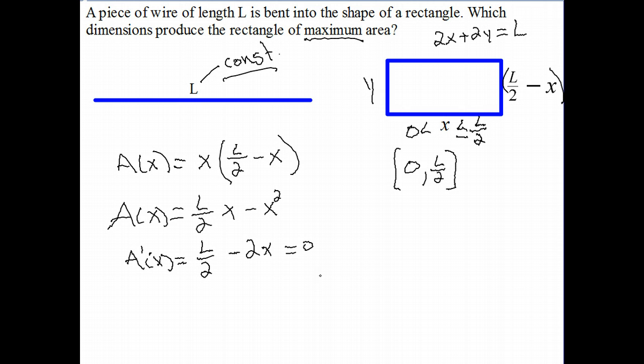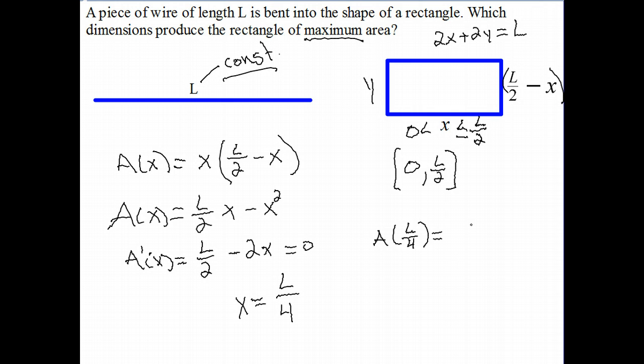When we set this equal to 0, what x is going to give us a 0? That's x equal to L over 4. And that is our only critical point here. We need to check, is this a maximum or is this a minimum? Because there's a chance that it actually could be a minimum, in which case our endpoints would yield a maximum. So we have to check into our original function. What is A of L over 4?